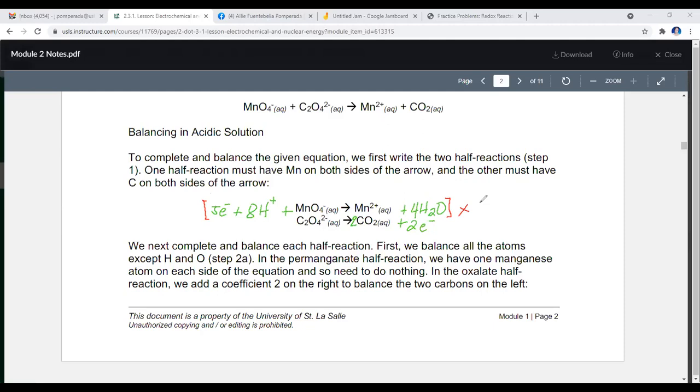Two. Multiply this by 2. You will multiply this by? 5. Correct. So the ones that are not there, that's your multiplier, the ratio. This has 5, so the multiplier is 5. So it becomes 10, this becomes 10. Then the two will cancel. Okay? Now, that's it. This is our reaction now.